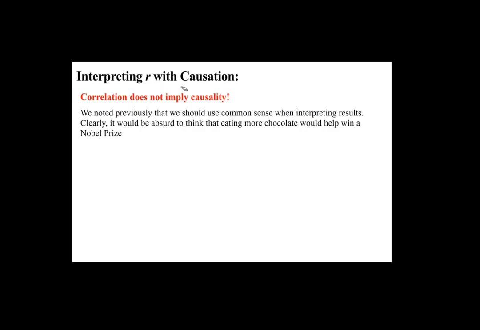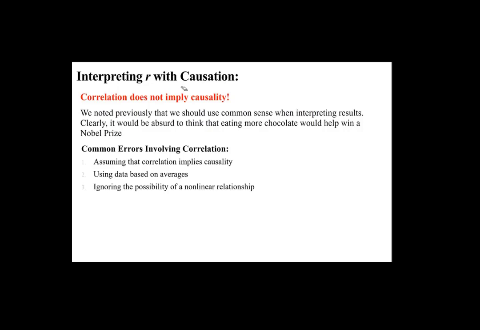Correlation doesn't imply causality. We know previously that we should use common sense when interpreting results. Clearly, it would be absurd to think that eating more chocolate would help win a Nobel Prize. Okay, so common errors. Could somebody read that for us? Common errors involving correlation: 1. Assuming that correlation implies causality. 2. Using data based on averages. 3. Ignoring the possibility of a nonlinear relationship.